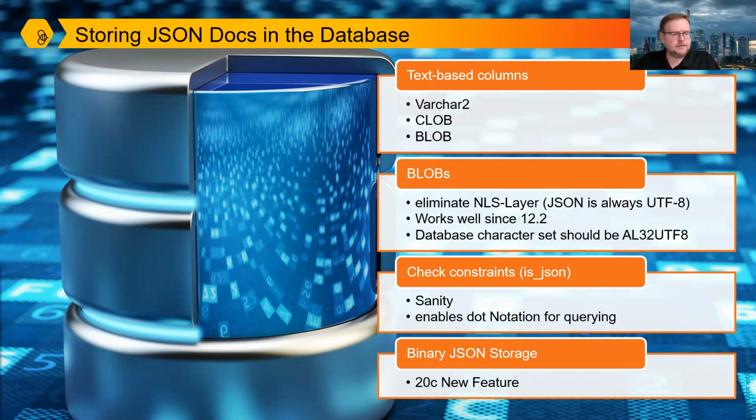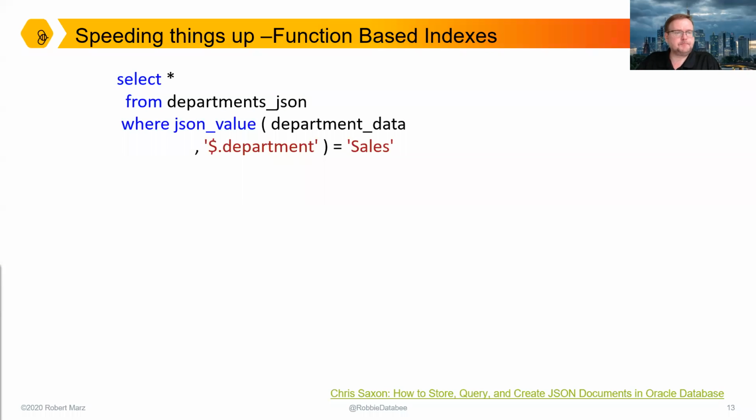If you are happy enough to use Oracle 20C already, there is a new feature called binary JSON storage, which is a new data type and stores JSON in a compiled binary way, which makes querying and all this kind of stuff way faster. Talking about querying, how do we speed up the querying of JSON documents?